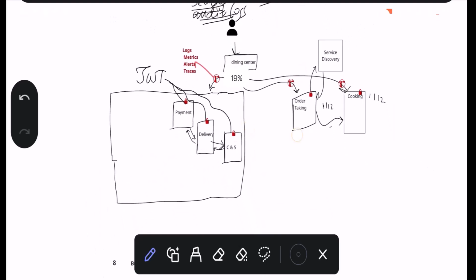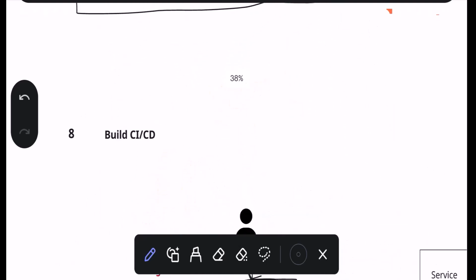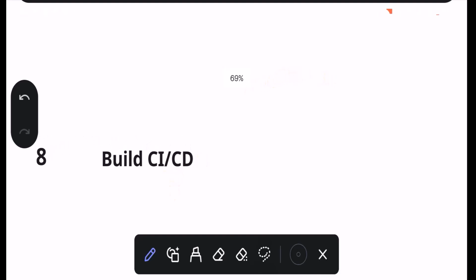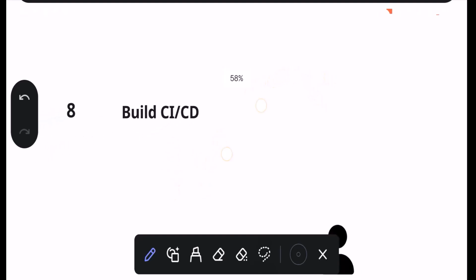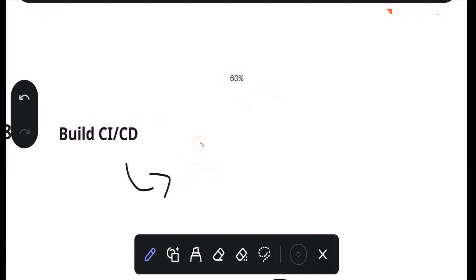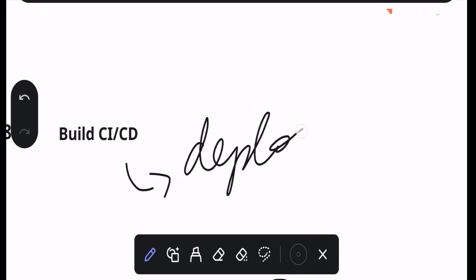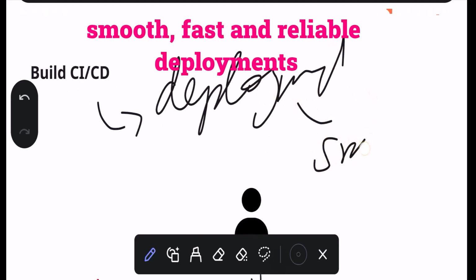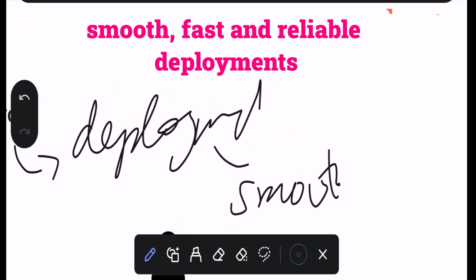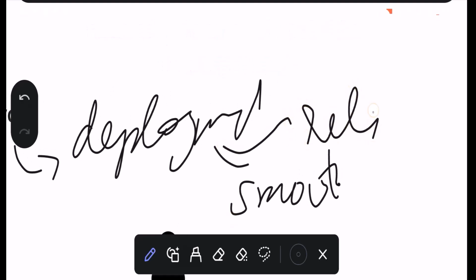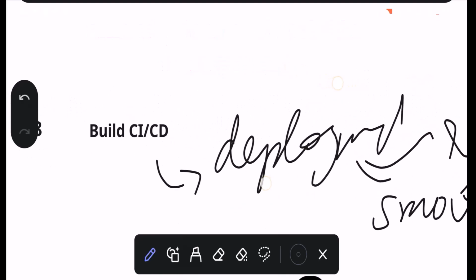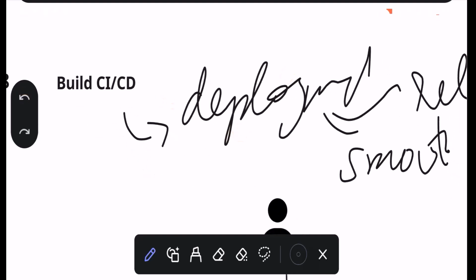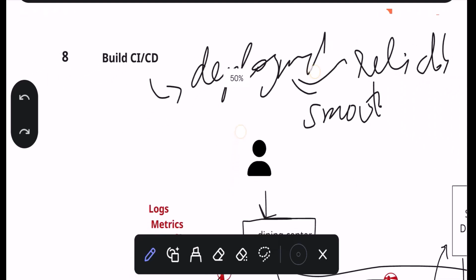So now come towards the eighth, second last step, which is the deployment side, to ensure that our deployments are reliable and smooth. We want smooth and reliable deployments. For this purpose, we develop CI/CD. What CI/CD means: continuous integration, and continuous deployment or delivery.